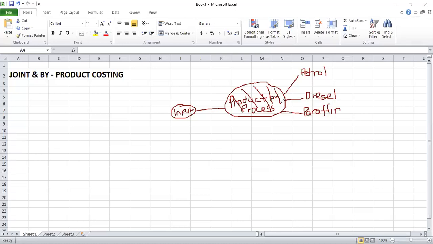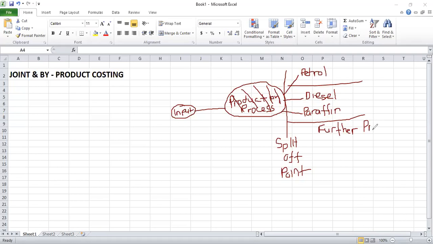So we're saying from the input stage up to the end of the joint production process, you cannot identify the product. Then they reach this stage where now we can identify the product, which we call the split off point. So the split off point is the point at which we can now tell that this is petrol, this is diesel, this is paraffin. That's the split off point. And you will see that even after this, there can be what we call further processing. So at the split off point, some of the products might even need further processing beyond the split off point.